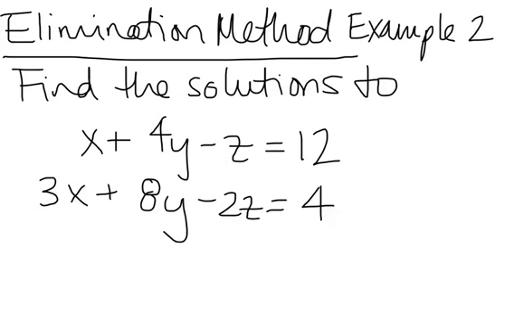While I was pen casting the elimination method example in the previous video, I figured I might as well do another one. So here's another example. We want to find the solutions to the linear system where the first equation is x plus 4y minus z is 12, and the second equation is 3x plus 8y minus 2z equals 4. Okay, so we're going to start in much the same way. We're going to first eliminate x.